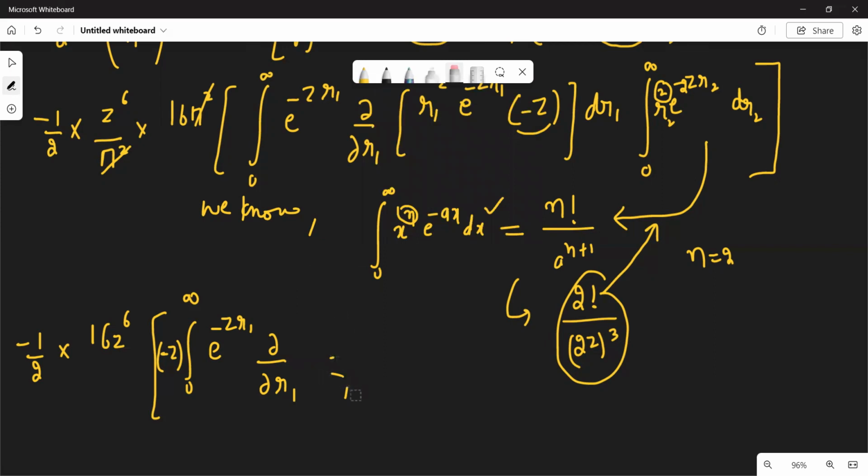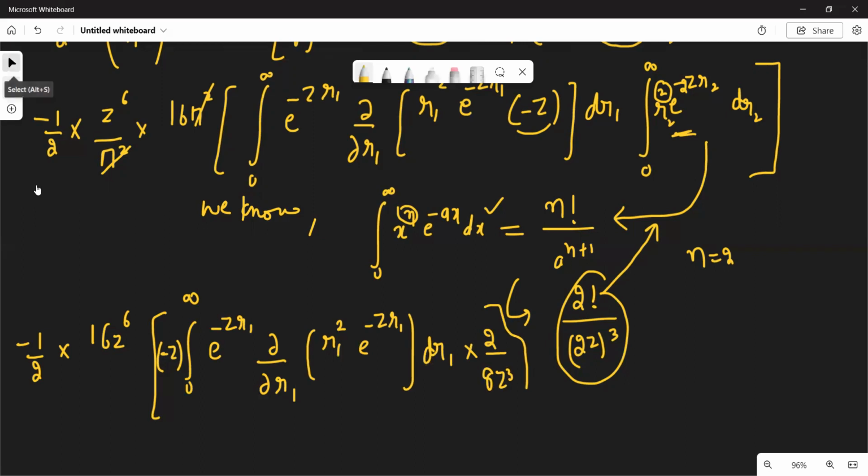Let me erase it. So here, which term is left? R1 square e raised to power minus ZR1 dr1. Now, in place of this integral, we will write the result 2 by 8z cube. Here we will close the bracket.